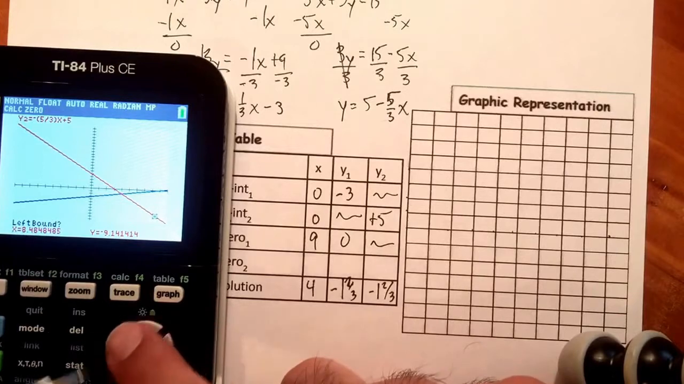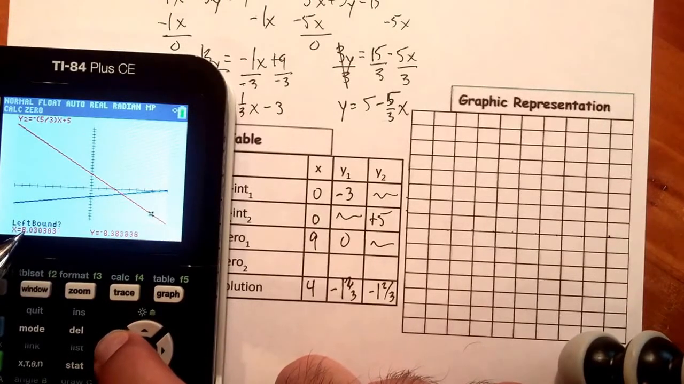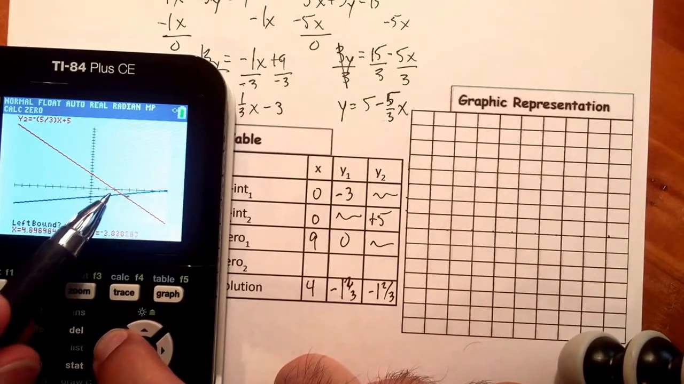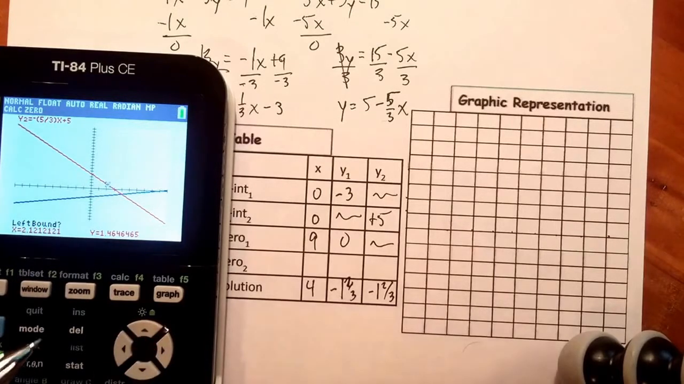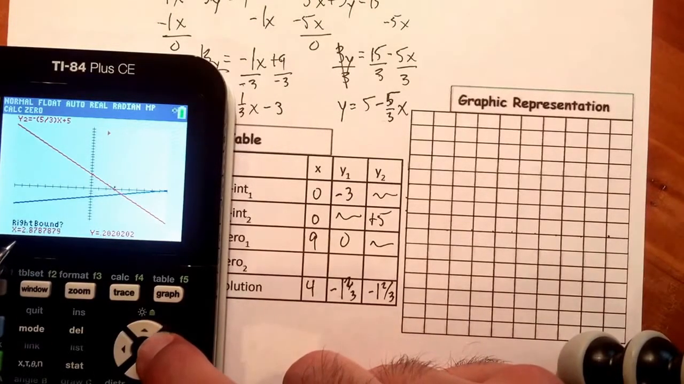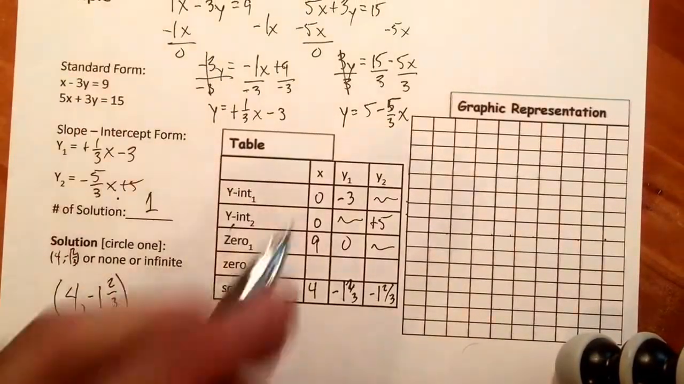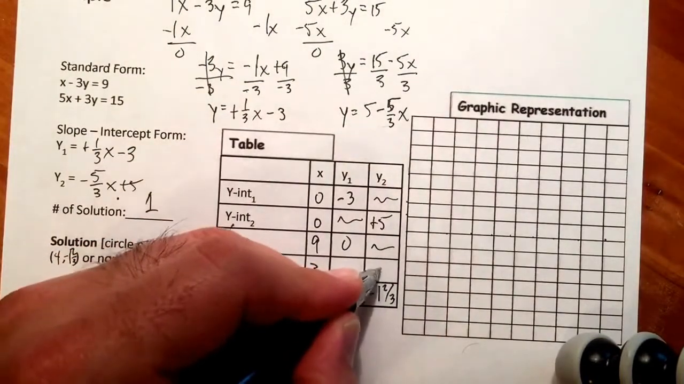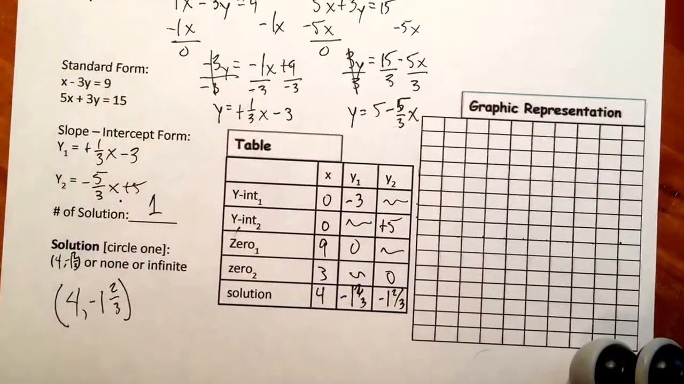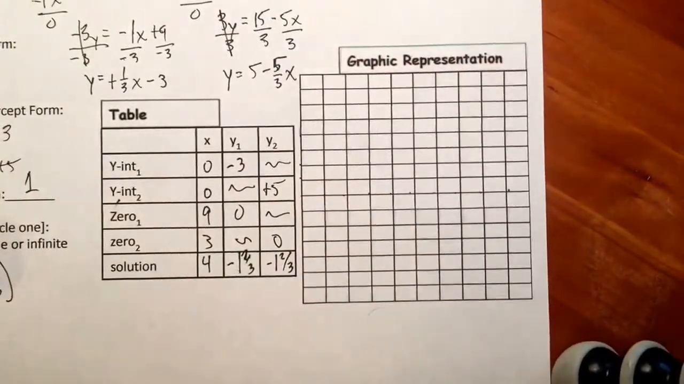All I did was tap up and down. I still need to get to the left of the x-intercept, so I'm going to hit enter. Now I need to get to the right. Now I'm to the right. Enter. Guess, doesn't matter. There it is. 3, 0. And now, very quickly, I'm going to graph this.